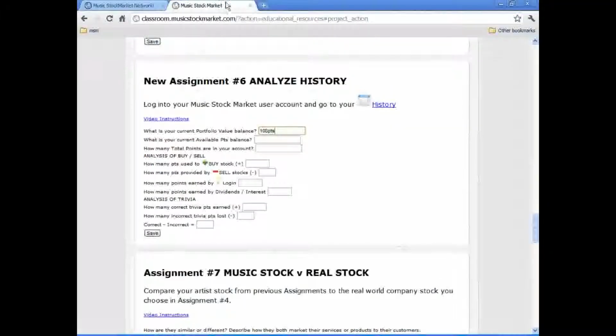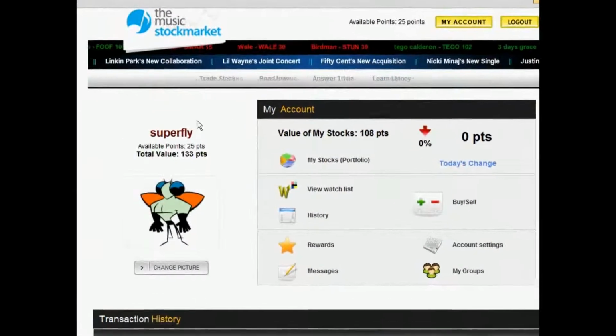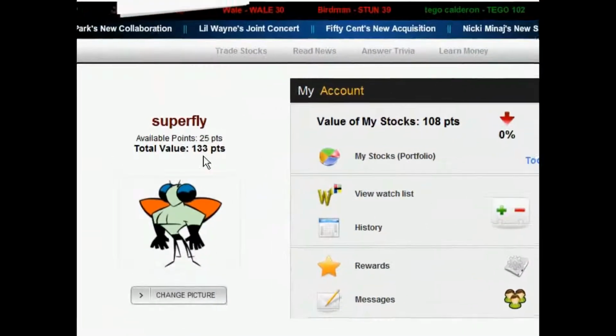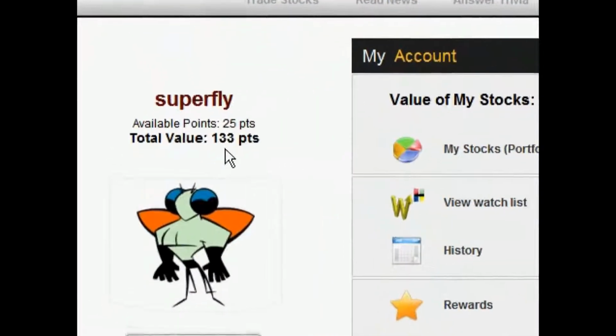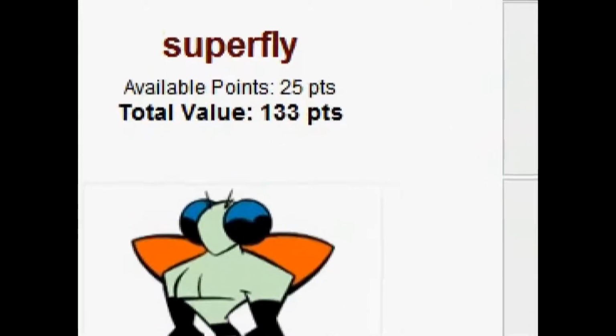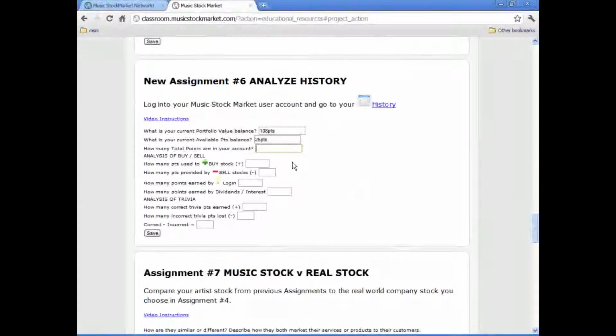We enter that number, and then we have to figure out our total points. What we're going to do is add the portfolio value points that we have already invested to these available points, and we're going to get a total value of 133 points. The system shows us this number, but you can do the math as well. 108 plus 25. You can check it, and you'll see that it adds up correctly.